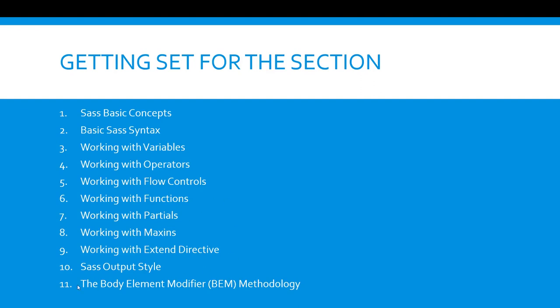Then at the end, in the last lecture, we look at block element modifier. Block element modifier is basically a naming methodology that we use to structure the style for a complex application. In one of my courses, I talked about component architecture. If you want to properly work with component architecture, then styling your component using block element modifier is one of the standard practices in the industry.